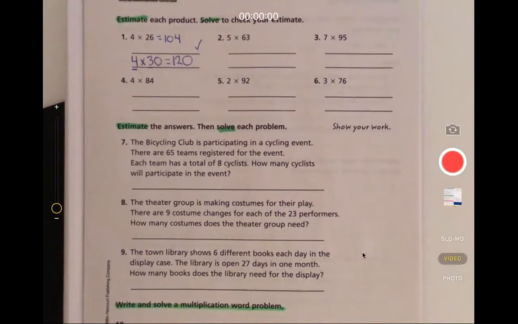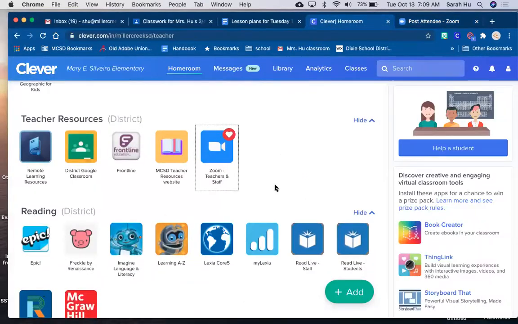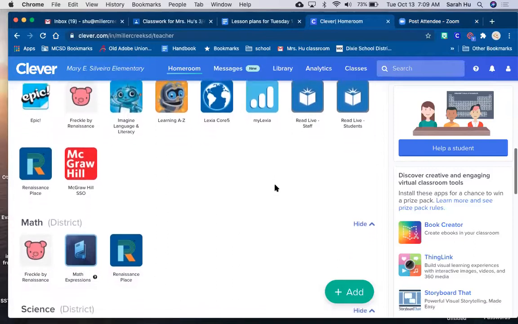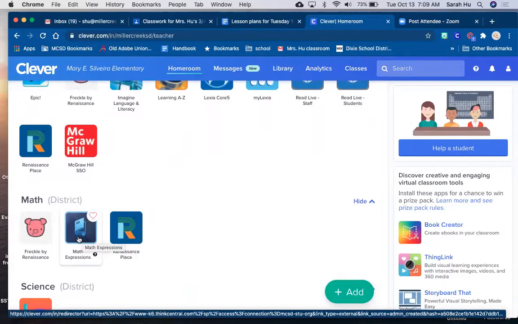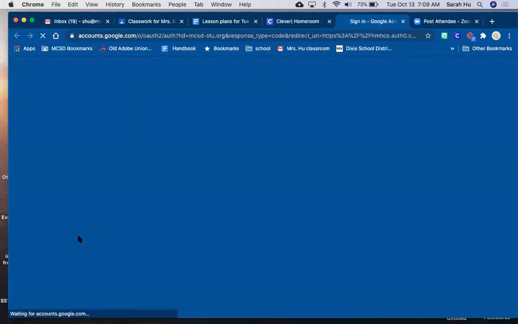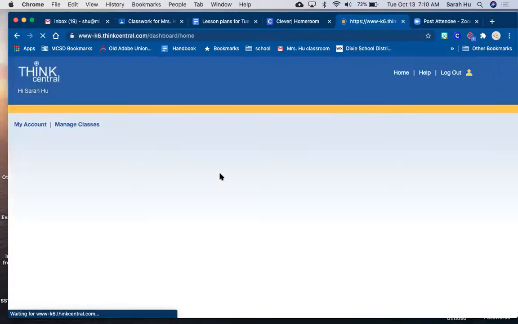The last thing that I wanted to show you today is, I'm going to stop sharing this for a second and share my screen. One of your assignments today, let's see, we're going to go to Clever. And we're going to go to Math Expressions. So it says Quick Quiz number 1 for 4th graders. So I'll go to Math Expressions. You'll need to do this quiz online. I'm going to connect to mine. Yours will already connect because you'll be logged in.